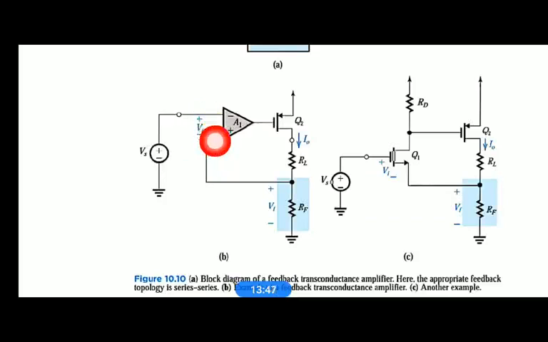Since Vs is increased, and it is connected to the inverting amplifier, definitely an inverting amplifier, the output is reduced. The output of this amplifier is reduced because it is an inverting amplifier. When Vs is increased, this will decrease.